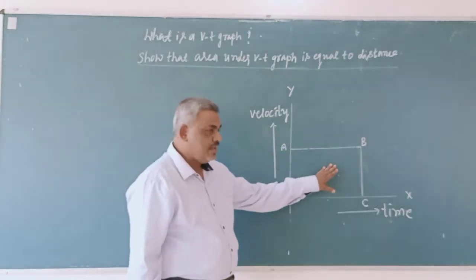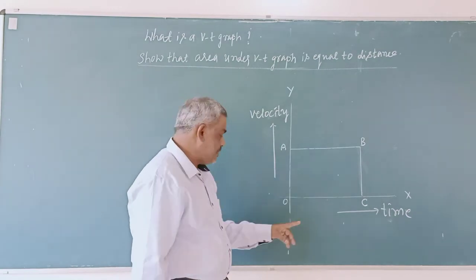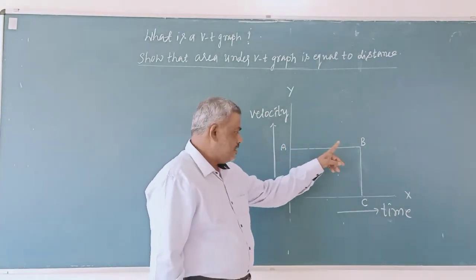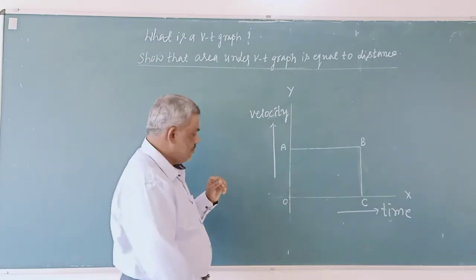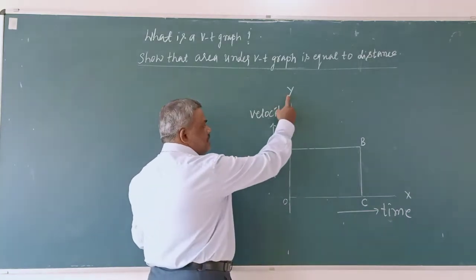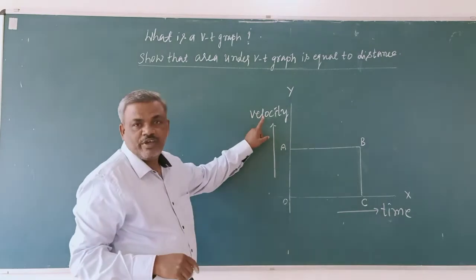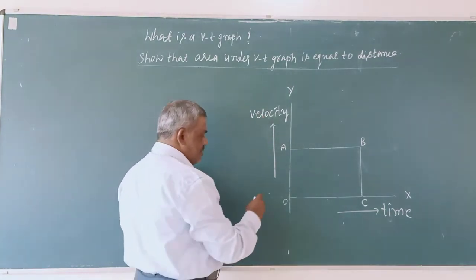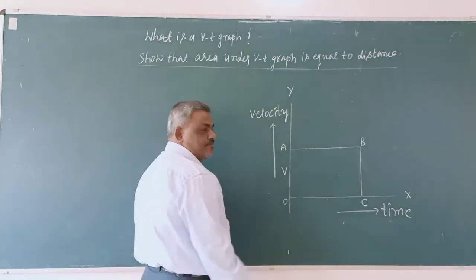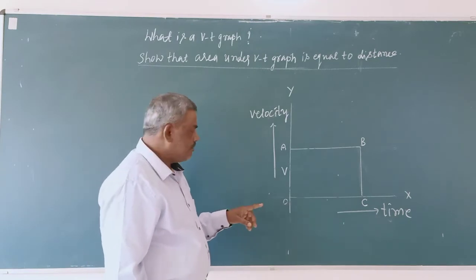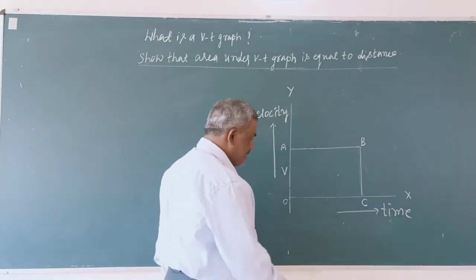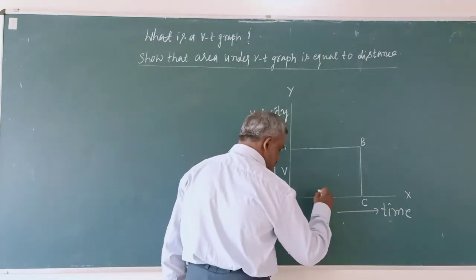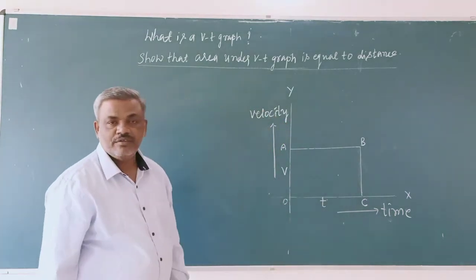Now this area. What is the structure here? O, A, B, C. This is a rectangle. So OA, which axis? Y-axis. On the y-axis you take what? Velocity, so V. After that, OC. On the x-axis, what? Time, T.